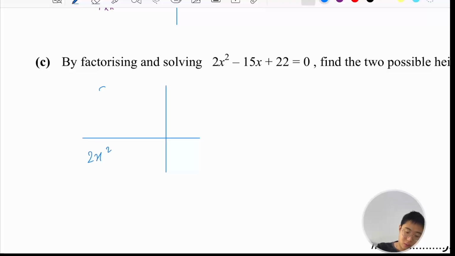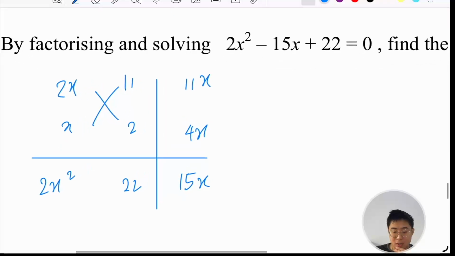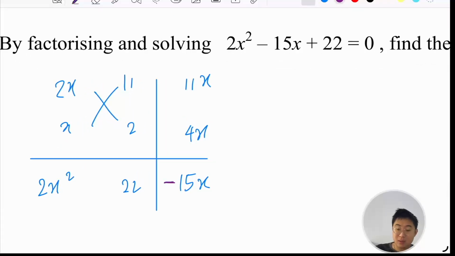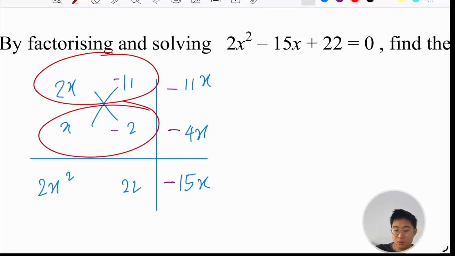2x squared, 2x and x, 22. So that's 11 and 2. 11x and 4x when I cross. That would give me 15x. Okay, but the 15 in the question is negative. So if this is negative, that means my 4x and 11x will be negative. That means they must come from these two. And then the final result is this and this. So I can just write that out. That will be 2x minus 11 and x minus 2.